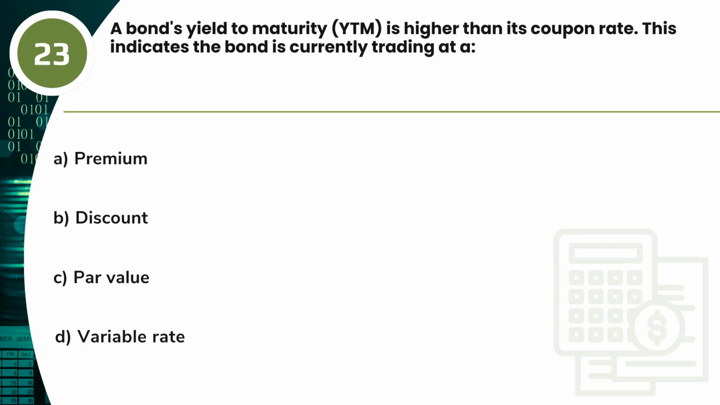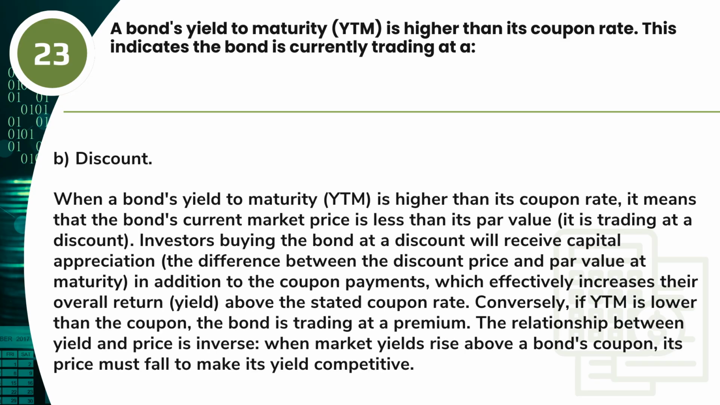Question 23. A bond's yield to maturity, YTM, is higher than its coupon rate. This indicates the bond is currently trading at: A. Premium. B. Discount. C. Par value. D. Variable rate. Answer B. Discount. When a bond's yield to maturity, YTM, is higher than its coupon rate, it means that the bond's current market price is less than its par value. It is trading at a discount.